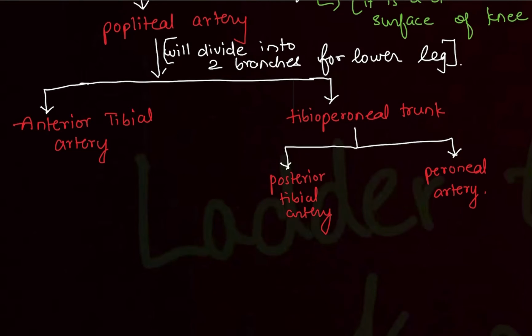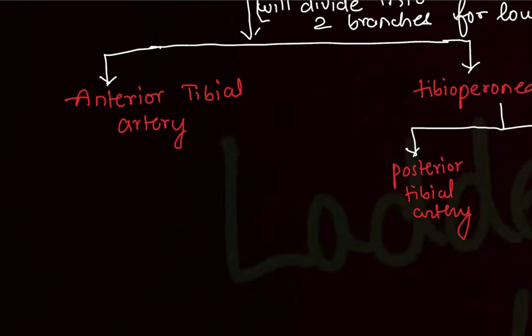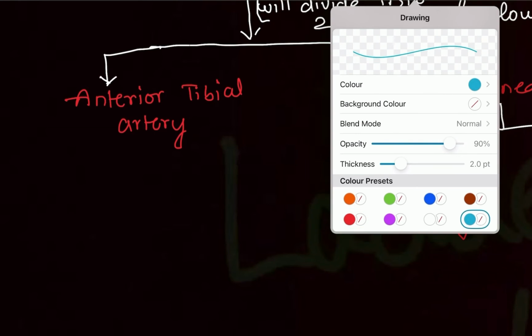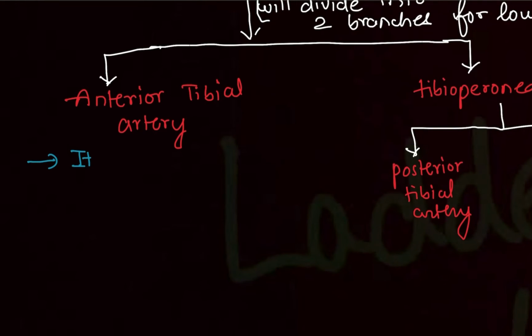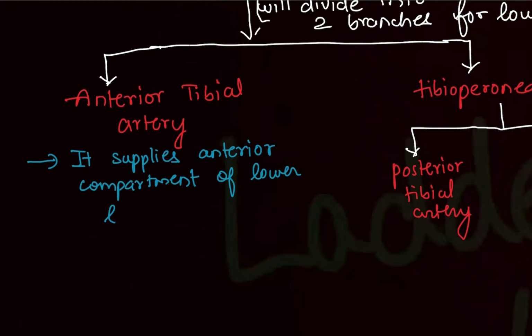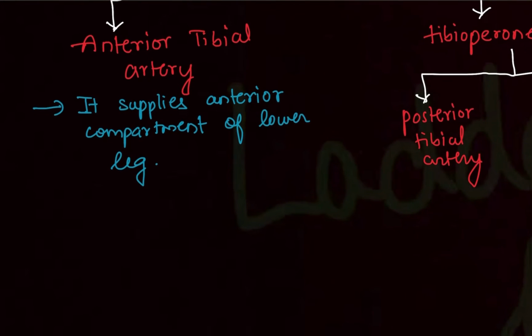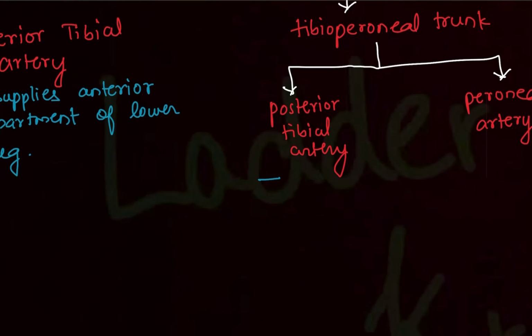Okay, so this popliteal artery was present on which side of our leg? It was present on the posterior side. So this tibioperoneal trunk is present on the posterior side. This branch of the popliteal artery will come to the anterior side of your leg and give off the anterior tibial artery. Write down about this anterior tibial artery now. It supplies the anterior compartment of the lower leg. Now what do I mean by this? All the muscles which we have done in the anterior compartment of the lower leg will be supplied by the anterior tibial artery. For the posterior tibial artery, write down, this will supply the posterior compartment of the leg.